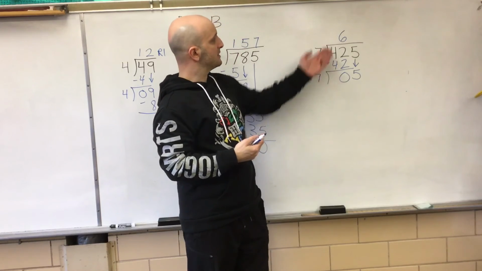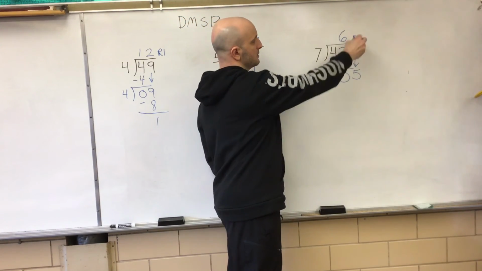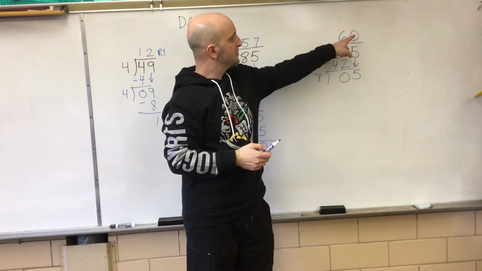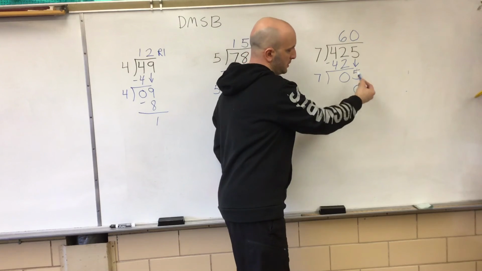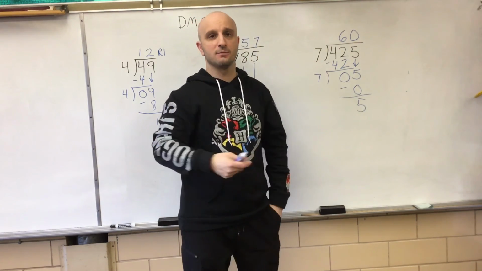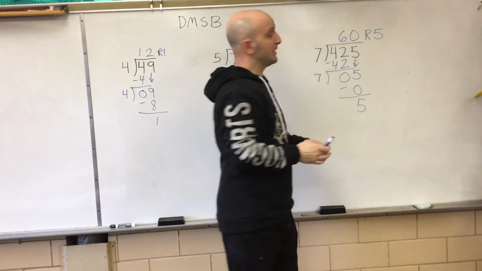So we can't just leave this as our answer. Whenever you bring down a number and can't divide by your divisor, you need to put a 0 there. Now, when we multiply 0 times 7, we do get 0. And we're still left with 5. So what happens is that 5 becomes our remainder. And that's long division.